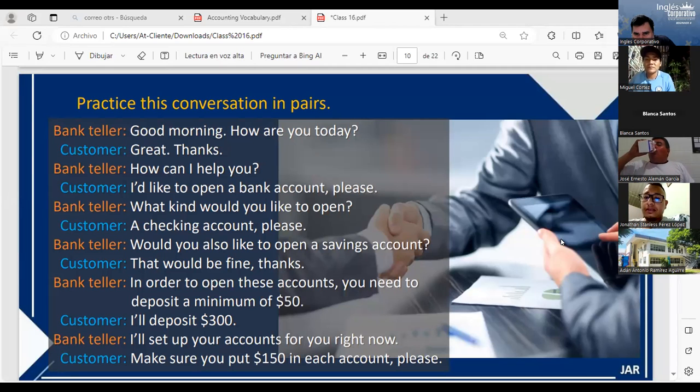In order to open this account, you need to deposit a minimum of $15. I will deposit $300. I will set up your account for you right now. Make sure you put $150 in each account, please. Thank you, Miguel. Bye.